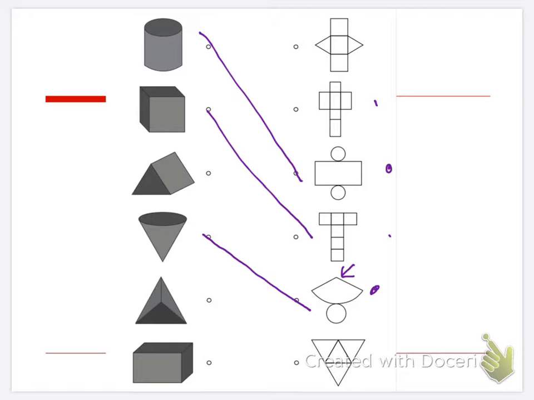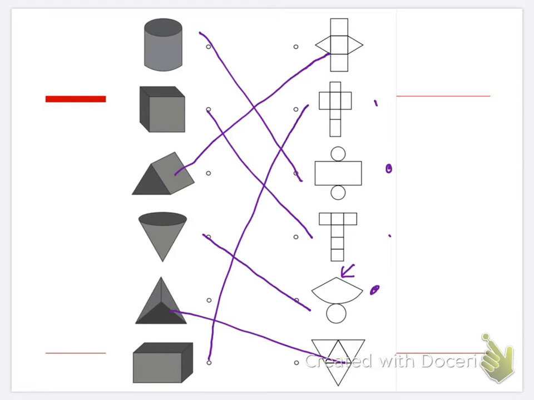Up here we have a triangular prism. Bases are triangles, sides are rectangles. So then we have bases as triangles and sides as rectangles, that is the top one. And then we have two others left. You see you have a triangular pyramid, triangle base, triangle sides. And the last one is a rectangular prism, rectangle bases, and then rectangular sides.